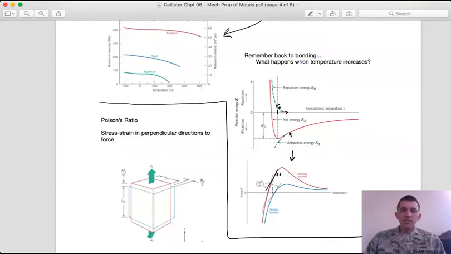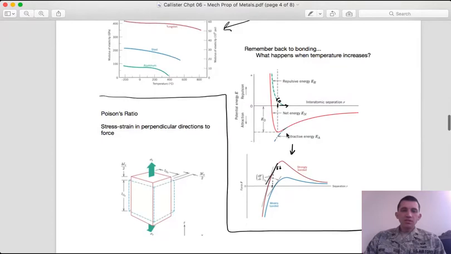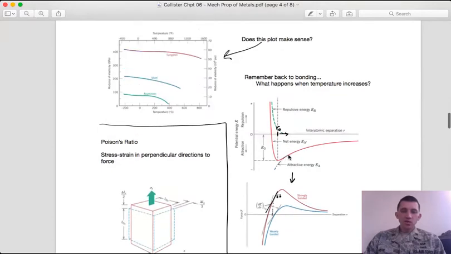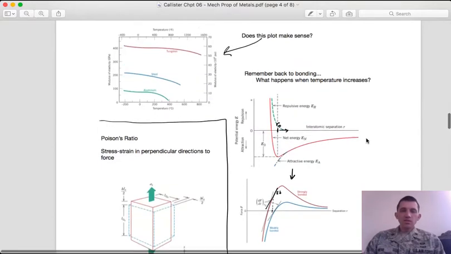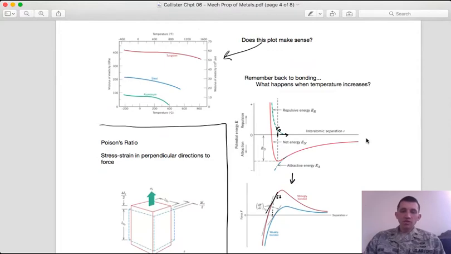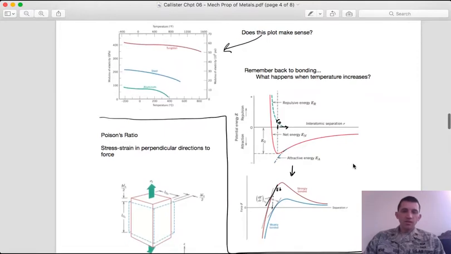So I see an average increase in the bond length as I go up in temperature. That would explain why we generally see expansion of metals with higher temperature. Because I spend more time at a longer bond length than I do at a shorter bond length, I get an overall increase in bond length as I increase temperature.